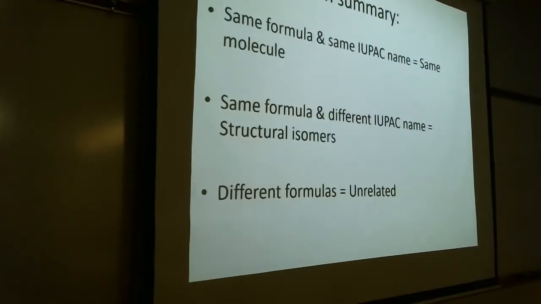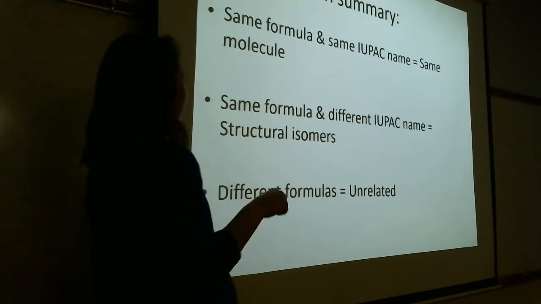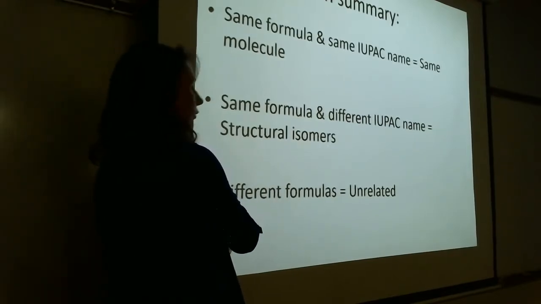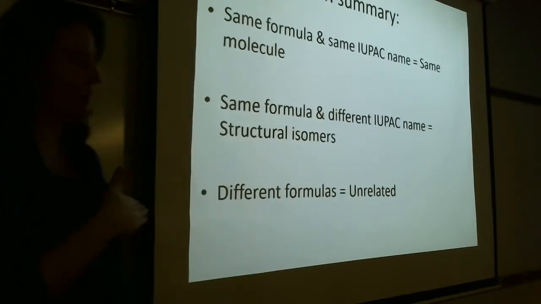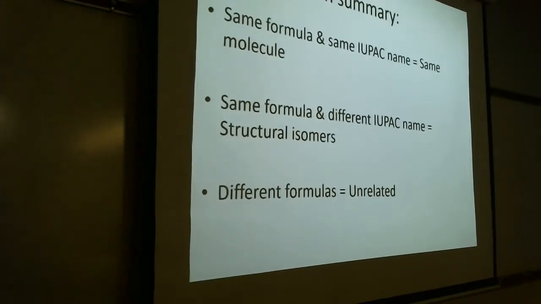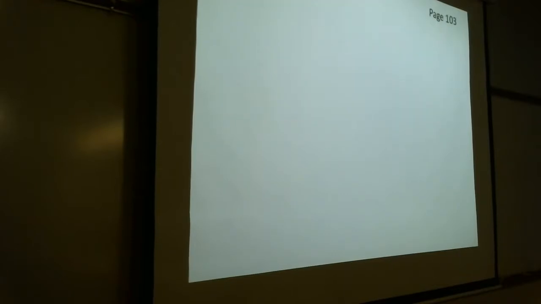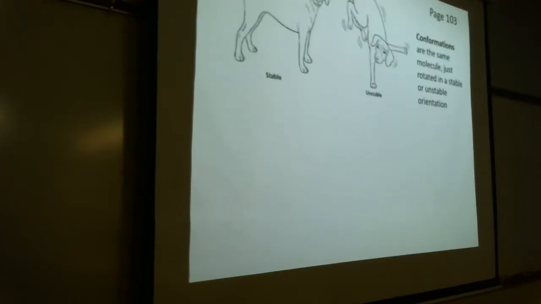Okay, so same formula, same name equals same molecule. Same formula, different name means structural isomer, same thing as a constitutional isomer. Different formulas, no relation. Can't be related if you don't have the same formula. In terms of structural isomers. Make sense? We good? Okay, now this is from your textbook. Kind of puts it into perspective, right?